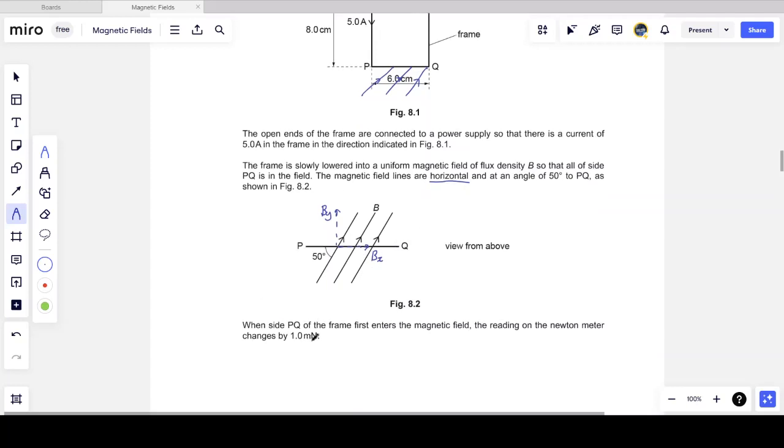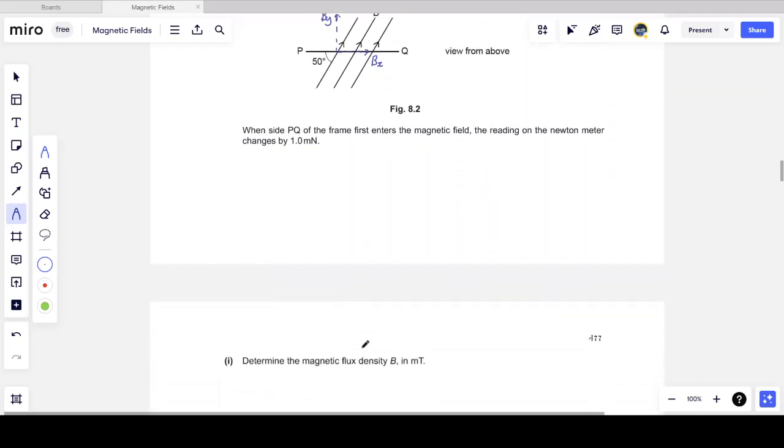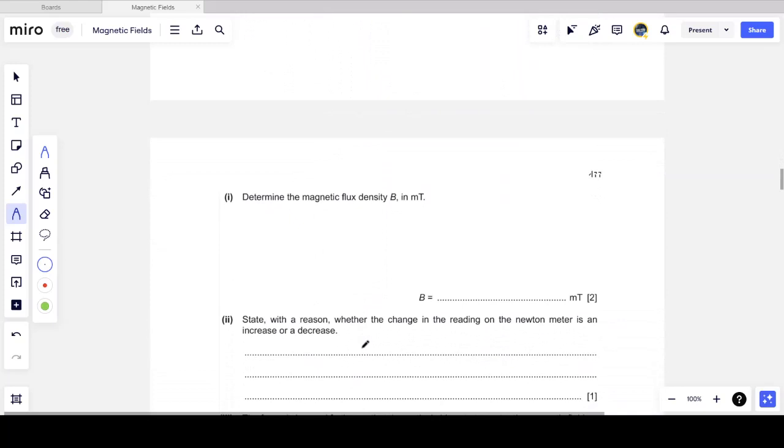We're then told that side PQ of the frame first enters the magnetic field. That's the only side inside the magnetic field, and the reading on the Newton meter changes by 1 millinewton, small m for milli. And they say, use this information to determine the flux density B in milliteslas. So I don't know if it's an increase or decrease, but it doesn't really matter for now. I just want to know what the flux density is.